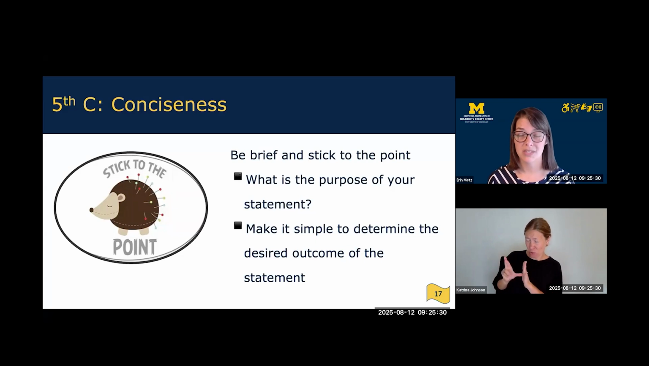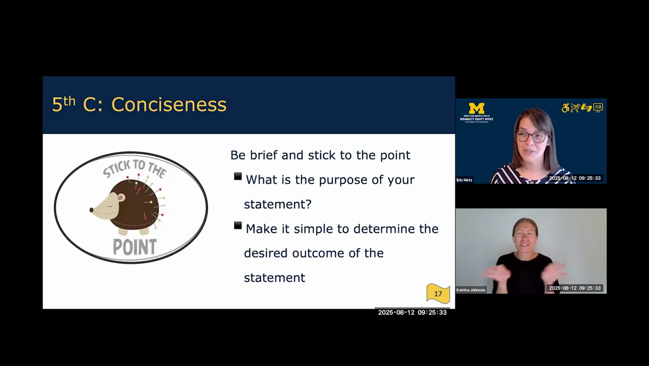Which of these two statements was easier to understand? Hopefully, you're all thinking it's that first statement. It immediately identifies what is needed and when, whereas the second statement provides a lot of story and background, where it's much more difficult to weed through all of those words to determine what the communicator is actually asking of us.